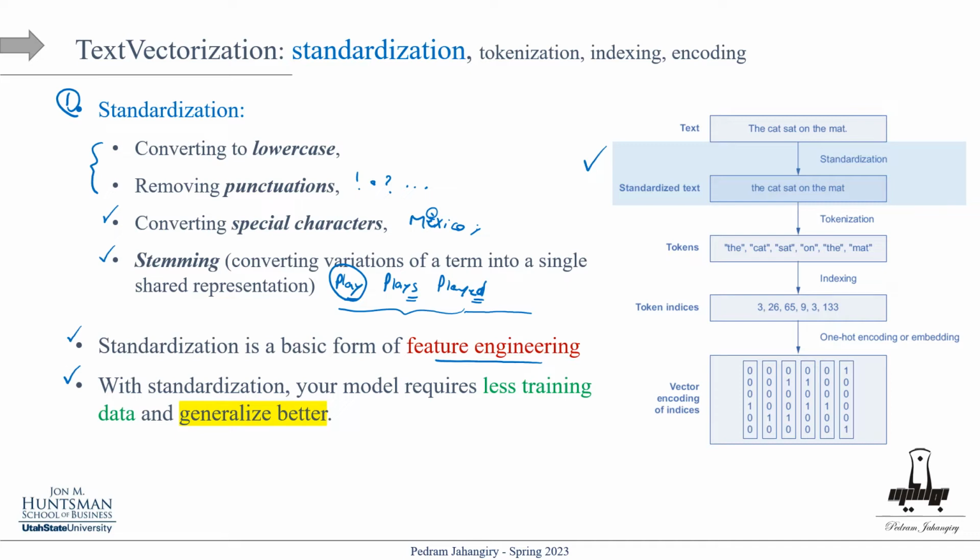However, we should be very careful that standardization may sometimes remove some useful information as well. For example, the question mark. Imagine the task is distinguishing if a text is a question or an answer. If that's the case, the question mark should be treated as a special character instead of being dropped. So these are the different ways that we can standardize a text. We go from this to the standardized version.